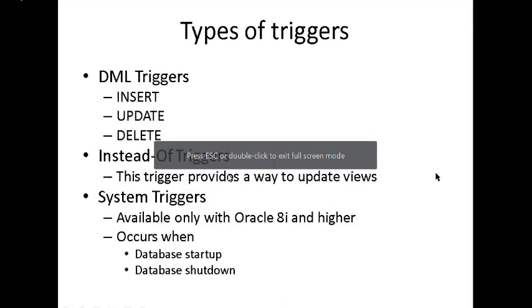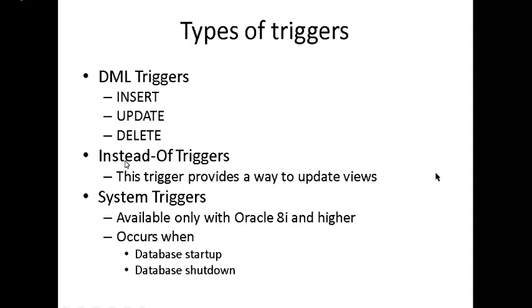As I already mentioned, there are several types of triggers: the DML triggers. You can also have triggers for DDL operations as well. Then there are some other triggers called INSTEAD OF triggers. Rather than on a table, on views you can create INSTEAD OF triggers. Then you can have system triggers as well, available from Oracle 8i onwards. That means in Oracle you can implement system triggers as well, like database shutdown or startup, and automatically fire triggers and do the required useful thing.